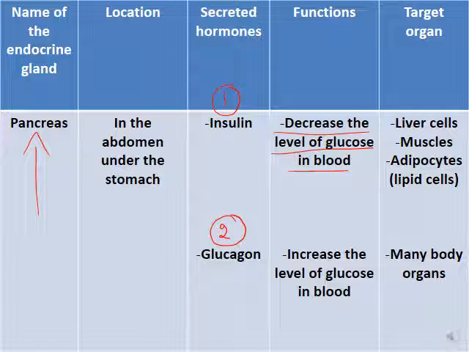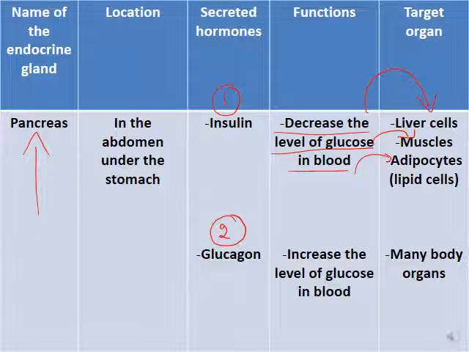It has different target organs. It works at the level of the liver cells, the muscles, and the lipid cells, which are called the adipocytes. So insulin has an important role in decreasing the level of glucose in blood. For example, we eat food that's rich in sugar. This food rich in sugar increases the level of glucose, the level of sugar in the blood. So insulin is going to be secreted and it will decrease the level of glucose in blood. As I said, it works on the liver cells, the muscles, and the lipid cells, which are called the adipocytes.